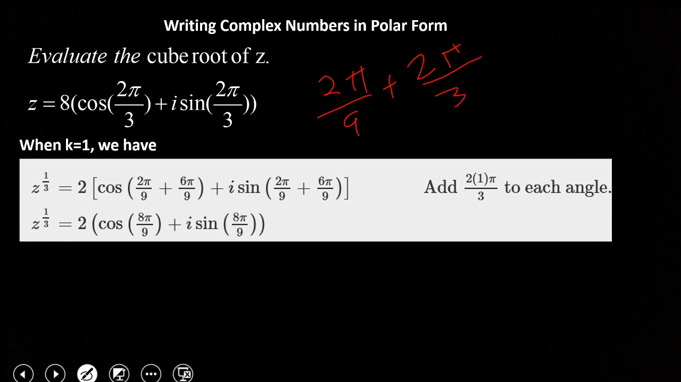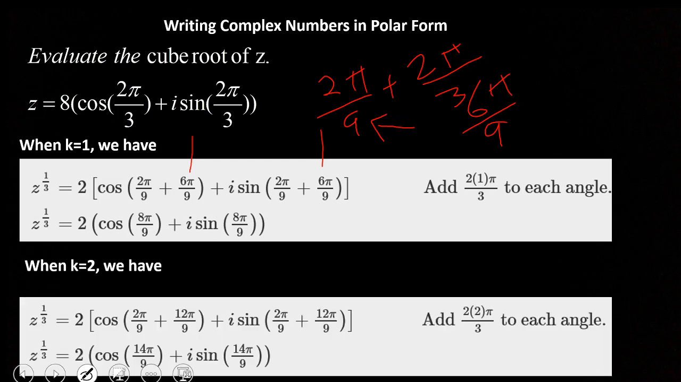Now 2 pi over 3 with the denominator of 9 would be 6 pi over 9, right? So that's what we do here and here. And that would be 8 pi over 9, and whatever that is, if it's not a nice number, that's okay. You just find what cosine 8 pi over 9 and sine 8 pi over 9 are, and then multiplying, you can write it in rectangular form. And for k equals 2, again, you do the simplifying and you get another root. So we got 3 roots of that number.